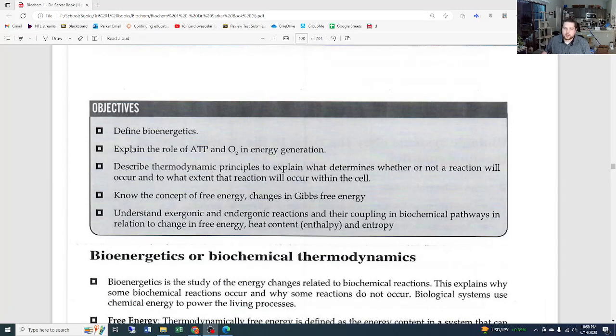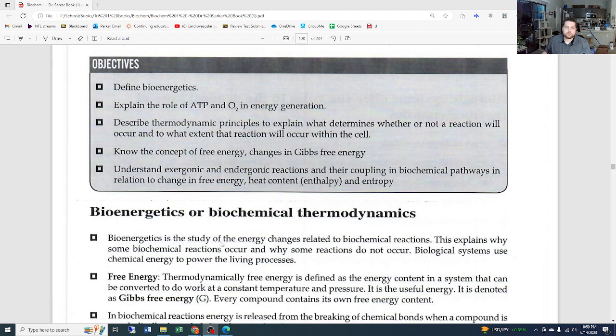So our objectives are defining bioenergetics, explaining the role of ATP and O2 in energy generation, describing thermodynamic principles to explain what determines whether or not a reaction will occur, and to what extent that reaction will occur within the cell, knowing the concept of free energy, changes in Gibbs free energy, understanding exergonic and endergonic reactions, and their coupling in biochemical pathways in relation to change in free energy, heat content, aka enthalpy, and entropy.